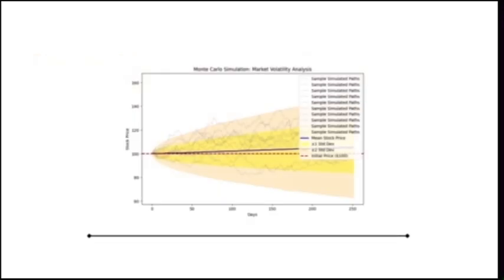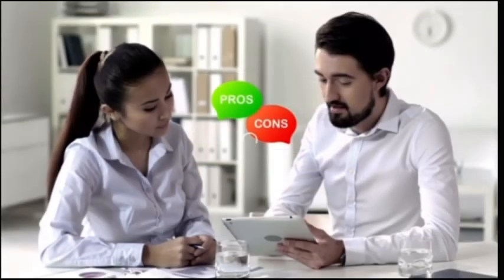This visualization highlights the role of Monte Carlo simulation in evaluating stock price risks. By simulating different price trends and market conditions, investors can better prepare for both risks and opportunities. Understanding these risks is essential for developing long-term investment strategies.